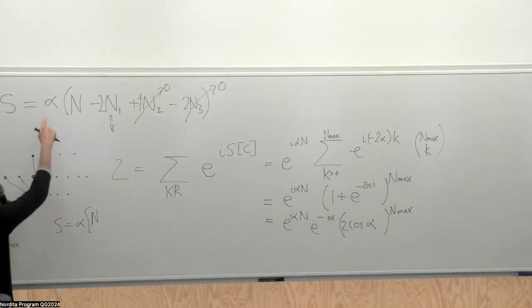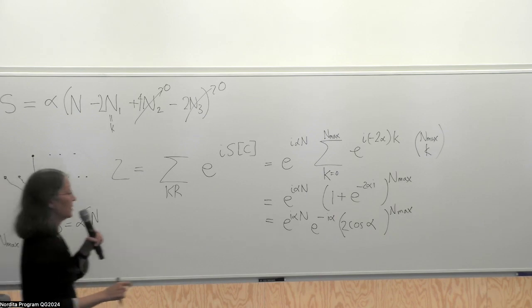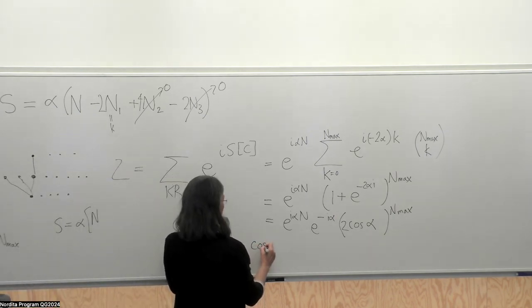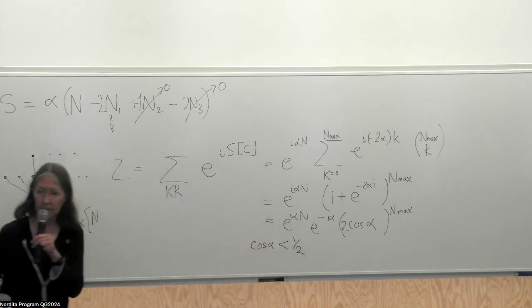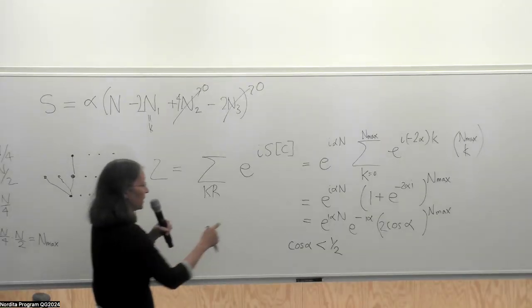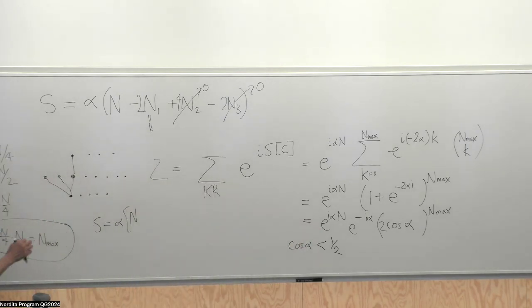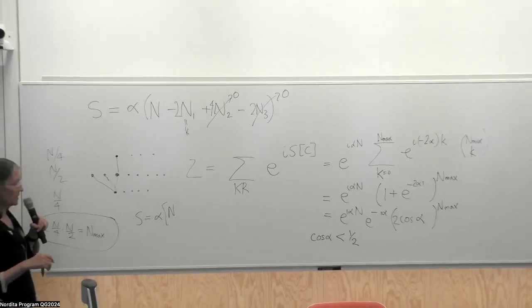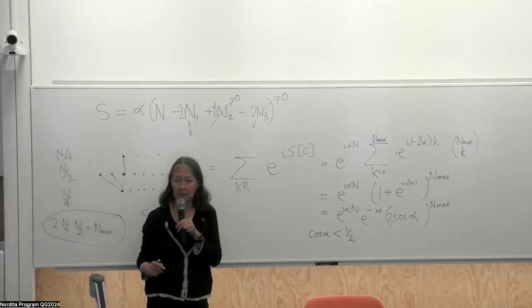So that's this bound on alpha. So alpha has to be such that we need cosine of alpha to be less than a half, right? So there's some bound on it, but it's not a fine tuning, but it's some condition on alpha. So if that's true, then n max goes like n squared. So as n goes to infinity, this is going to 0. That's it.